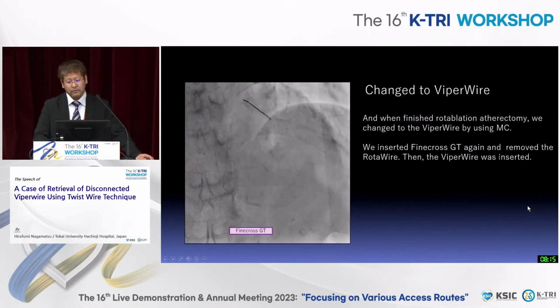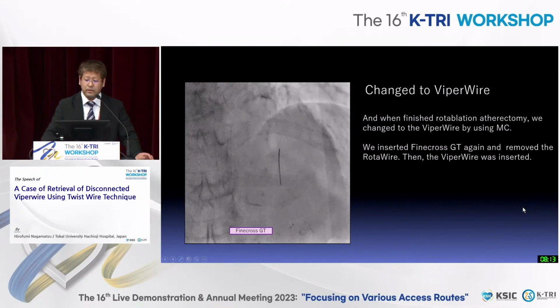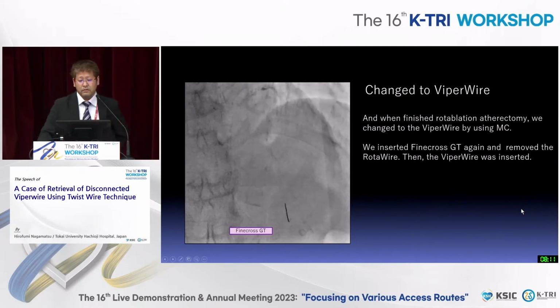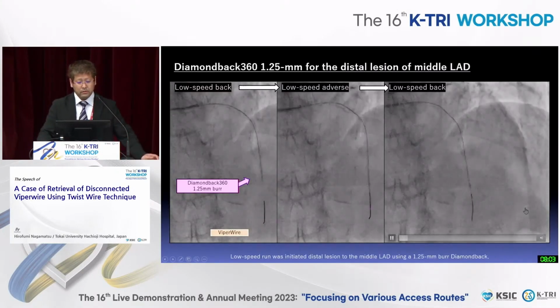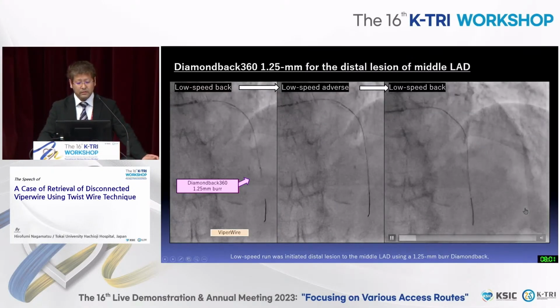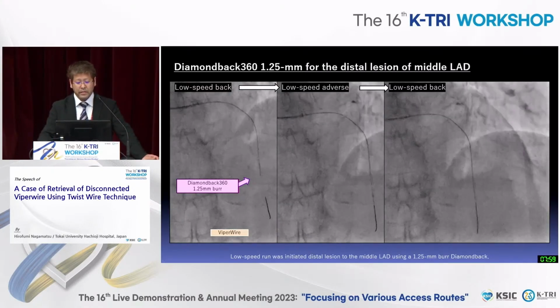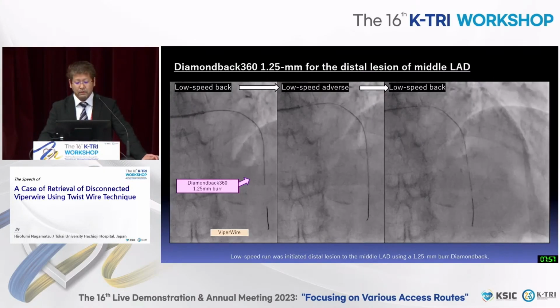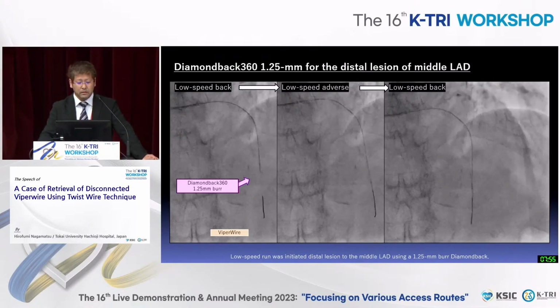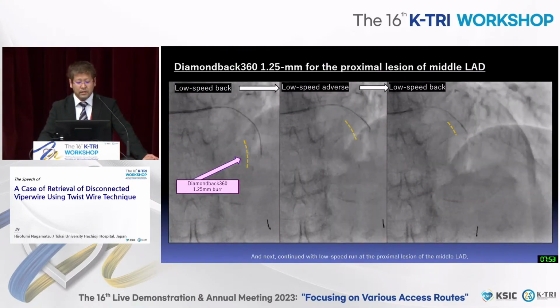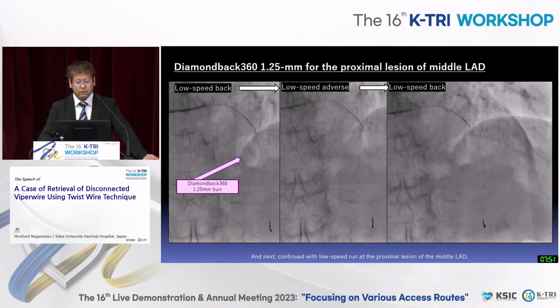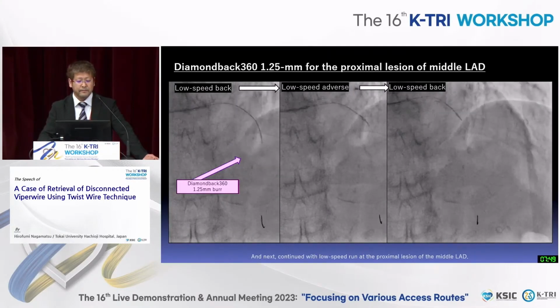When we finished rotational atherectomy, we changed to the ViperWire by using the microcatheter. The ViperWire was inserted. A low speed run was initiated from the distal region to the middle of the LAD using a 1.75 millimeter burr diameter. And next we continued with the low speed run at the proximal region of the middle LAD.